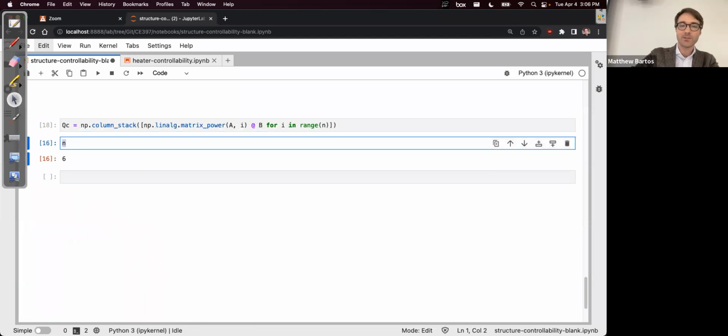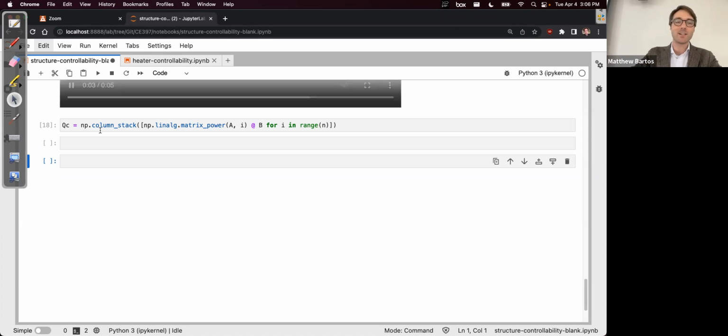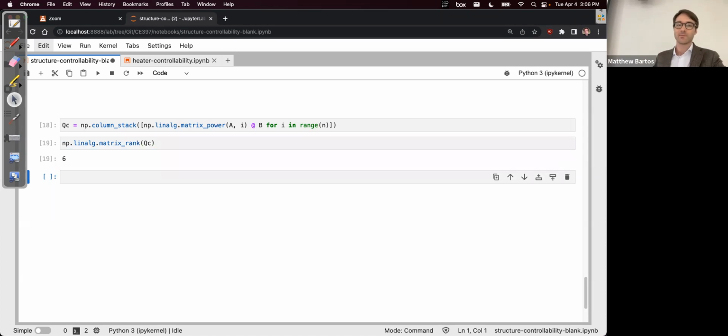And now what can we do to determine whether the system is controllable or not? What does this matrix need? What rank does this matrix have to have for the system to be controllable? Which is 6, right? So let's go ahead and compute the rank. We can use the function np.linalg.matrix_rank of QC. And we see that the rank is 6. So this system is completely controllable.